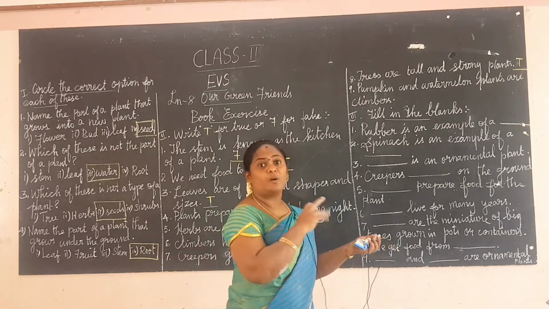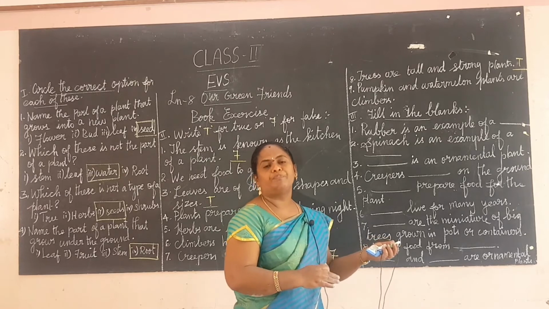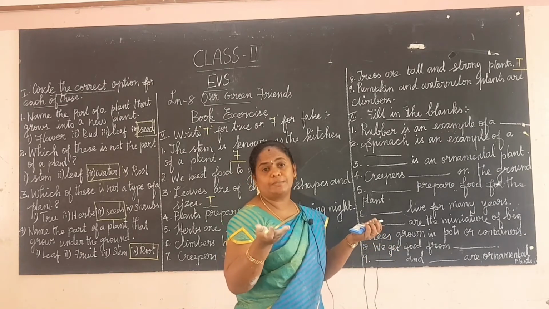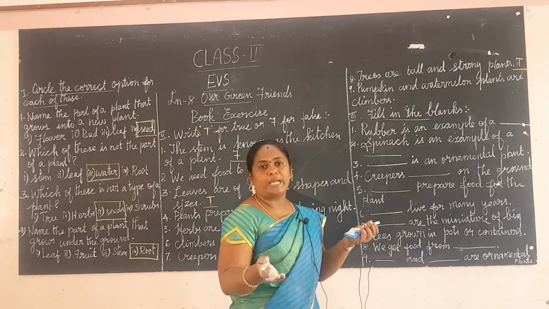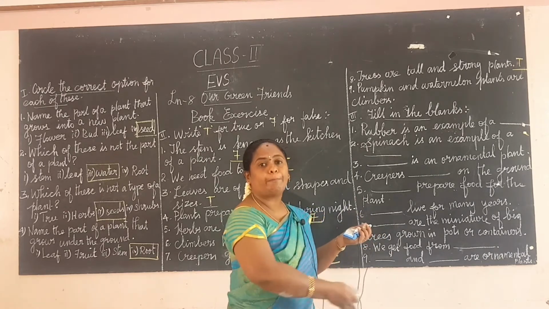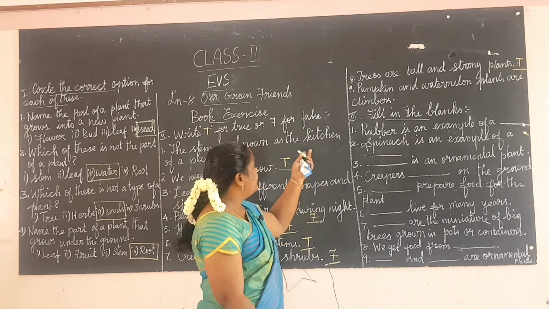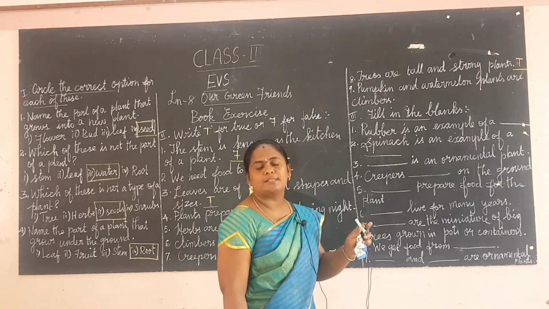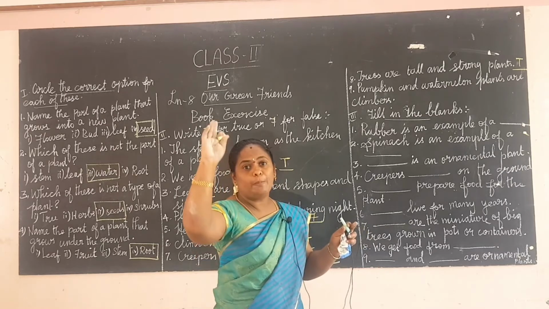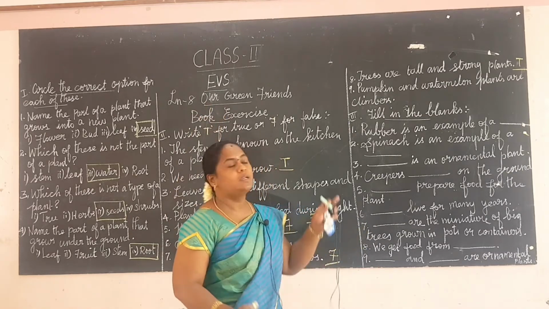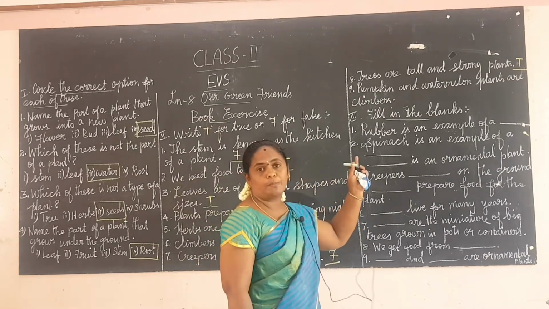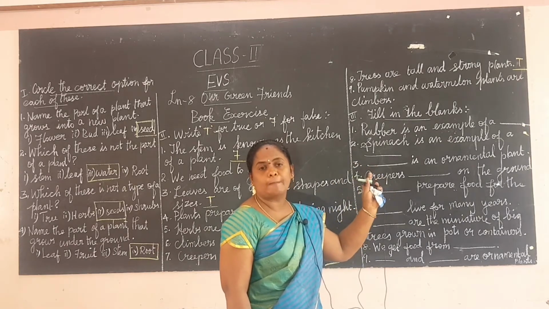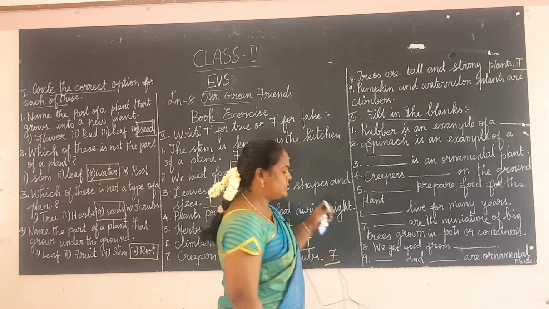They don't climb on the trees or wall, because their stems are weak and cannot carry these fruits and vegetables. So only these types of plants creep on the ground. So pumpkin and watermelon plants are creepers, not climbers. Okay, climbers means they climb on the trees or big walls. So here given pumpkin and watermelon plants are climbers. So this statement is true or false? Yes, this is false.